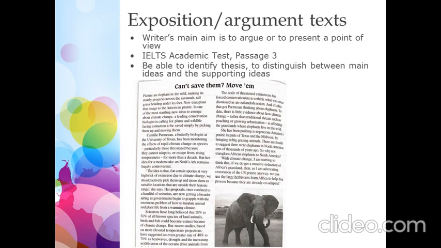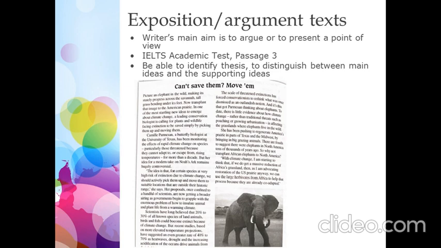And the last one, but not the least, is exposition or argument texts. Writer's main idea is to argue or to present a point of view. And this is usually in passage 3. While reading this kind of argument text, you need to be able to identify theses. Thesis here, it means like, let's say, a topic, or let's say the problem of the text. And to distinguish between main ideas and supporting ideas.